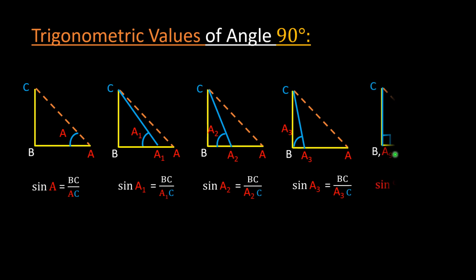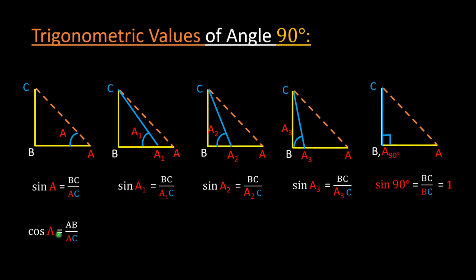And finally, we make point A and B one and the same and we call it A90. So here B and A90 are one and the same points and the angle BA90C is 90 degrees. We write sine 90 degrees equals BC divided by A90C, which is BC itself. So BC divided by BC becomes 1. So we get sine 90 degrees equals 1.